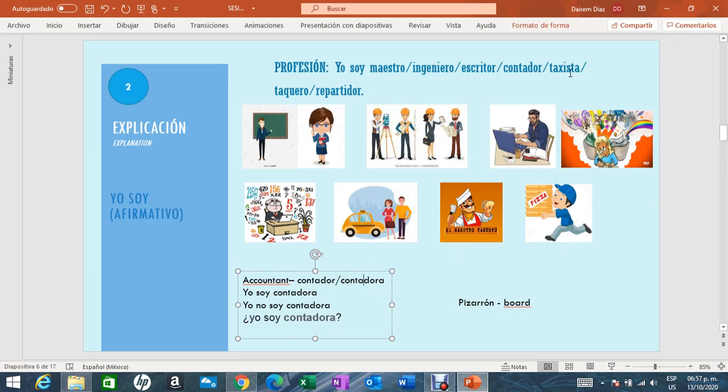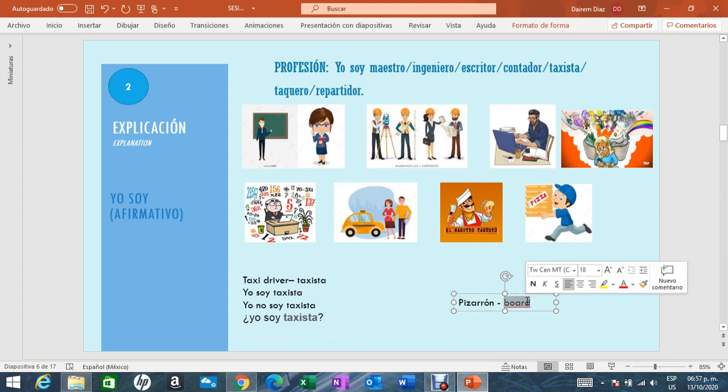Next one. Taxista, taxi driver. Taxista. And this is the same for masculine and feminine. Yo soy taxista. Yes, I am a taxi driver. Yo no soy taxista. No, I am not a taxi driver. Am I a taxi driver? ¿Yo soy taxista? And the answers are sí, yo soy taxista. No, yo no soy taxista.